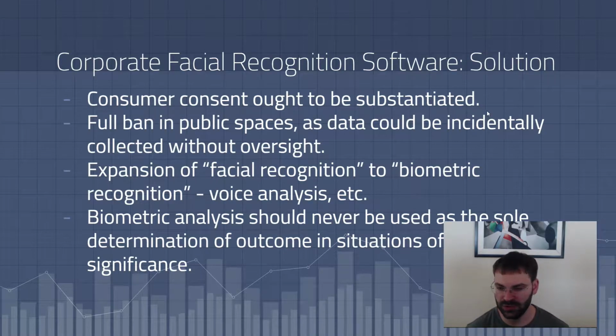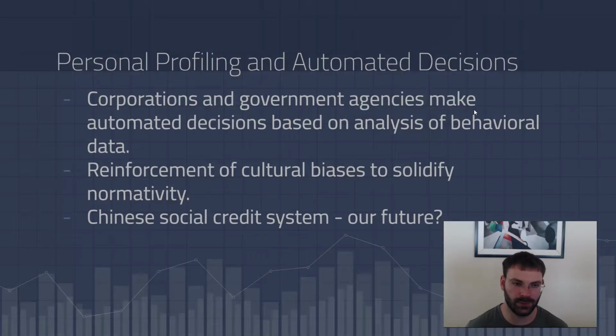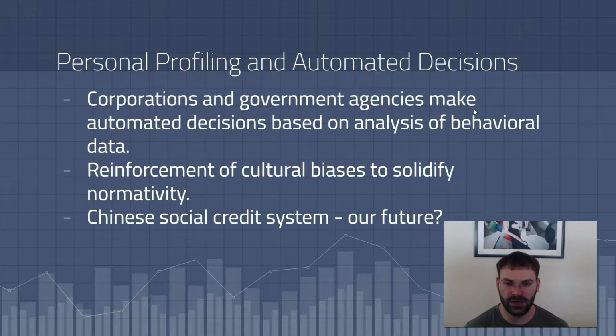And I think that there could be exclusions set up, for example, using a simple score like a credit score to approve or deny a loan. I think it's reasonable to automate that. But I think there's just too high of a risk of abuse in this context to justify just letting it happen without any kind of an exclusive list of the way things ought to be done. So these automated decisions, again, the problem is that they reinforce cultural biases to solidify normativity within society.